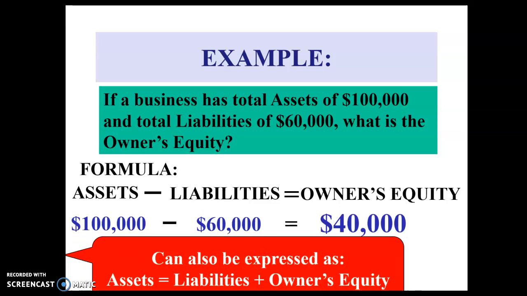Now we can take that formula and move it around and have assets equals liabilities plus owner's equity, and that is the preferred accounting equation. So whenever we say the accounting equation, this is how we normally put it. That doesn't mean that assets minus liabilities equals owner's equity is wrong. It's still the accounting equation as well. It's just been rearranged a little. But the preferred way is A equals L plus E.